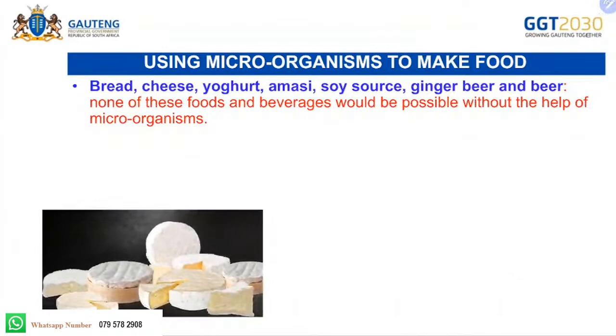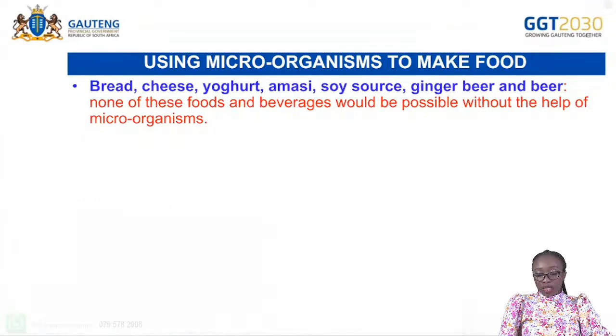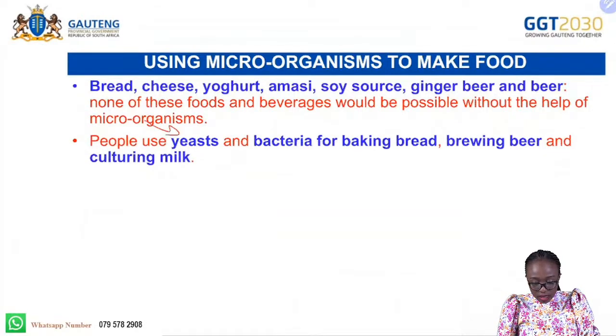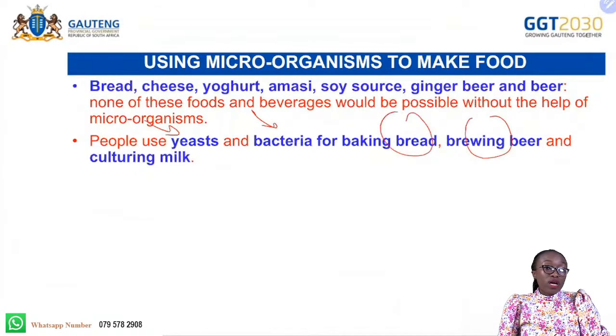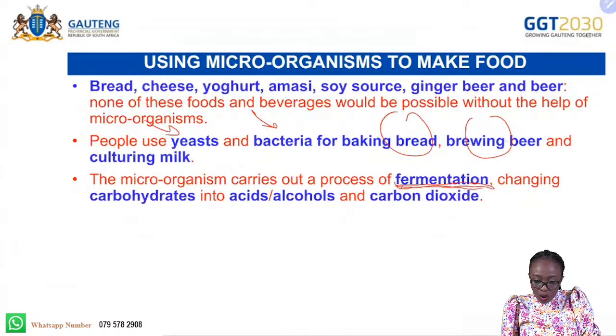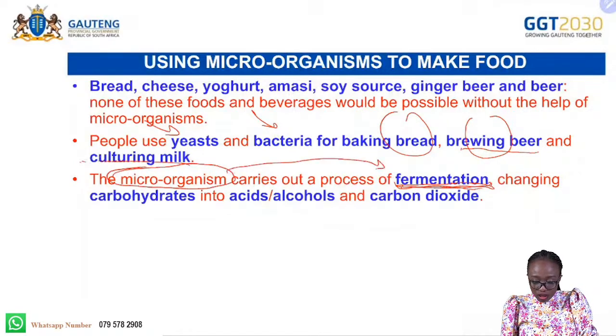Okay, so here is a picture of some cheeses that are made using microorganisms. People use microorganisms such as yeast and bacteria for baking bread, brewing beer, and the culturing of milk. As we discussed, when we make yogurt, we need bacteria, the microorganism that carries out the process of fermentation. During the brewing of beer or the culturing of milk, we call this process fermentation, and it is the microorganism that carries it out.